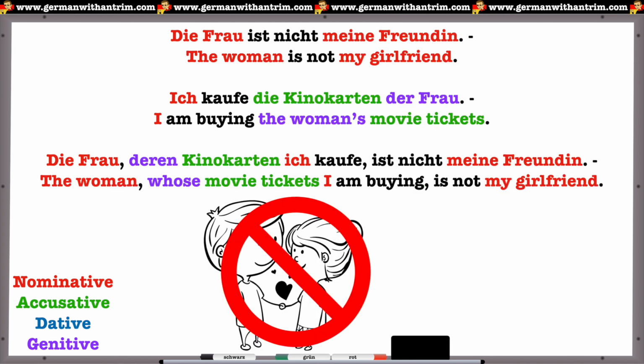Die Frau ist nicht meine Freundin. The woman is not my girlfriend. Ich kaufe die Kinokarten der Frau. I am buying the woman's movie tickets. Die Frau, deren Kinokarten ich kaufe, ist nicht meine Freundin. The woman, whose movie tickets I am buying, is not my girlfriend. Again, this one is a little bit confusing because the possessive form shown with the genitive case cannot be used in the same order that it was before when used as a relative pronoun. So instead of die Kinokarten der Frau, we say deren Kinokarten.